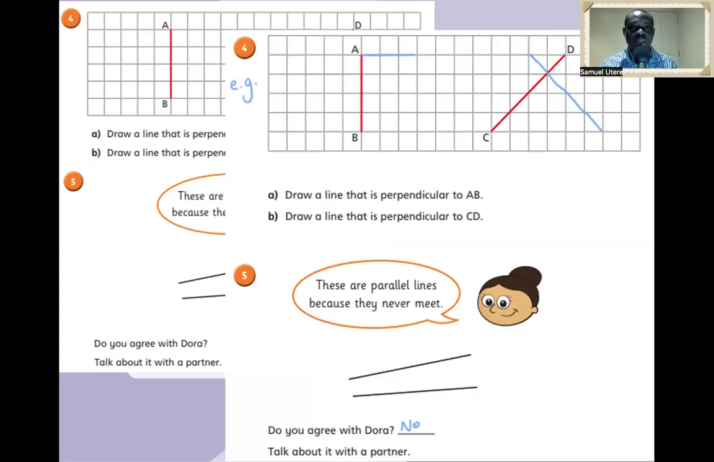So here you were asked, draw a line that is perpendicular to AB, that's the line there, and CD, that's the line there. Next, she says these are parallel lines because they never meet. Well, is that really true? If we keep drawing the line to the left, you would see that at some point they're going to meet.